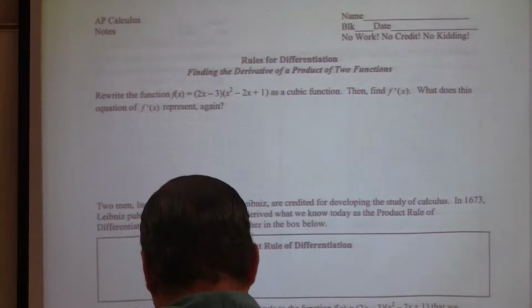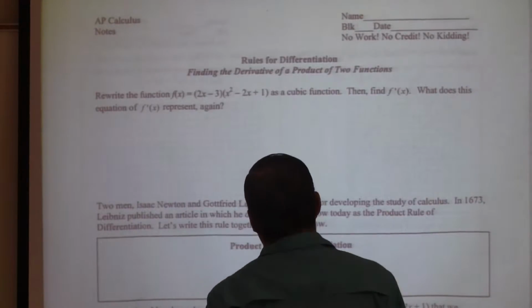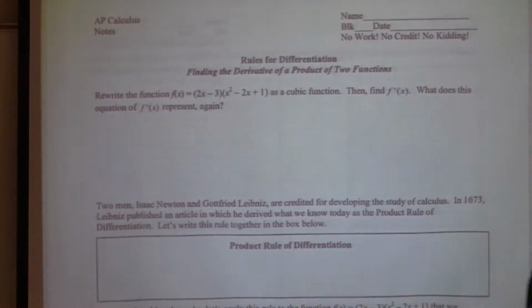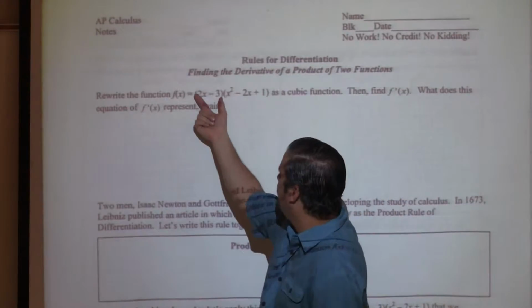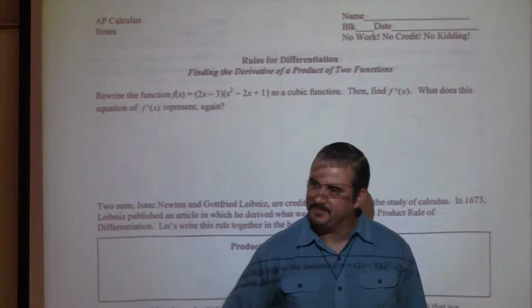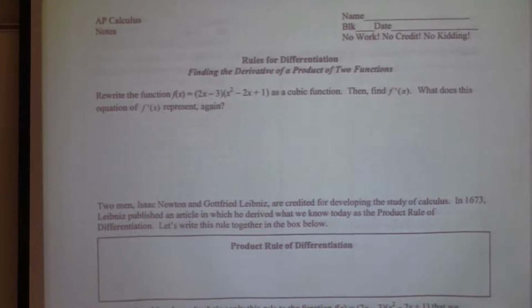Alright, so finding the derivative of a product of two functions. You had a problem like this on your test that you just took, where you had f of x times g of x, right? And they wanted you to find the derivative of it, right? What did you do first for that particular problem? You multiplied f and g, right? And then whatever you got, you took the derivative of it. Okay, great, that's the correct way to do it.